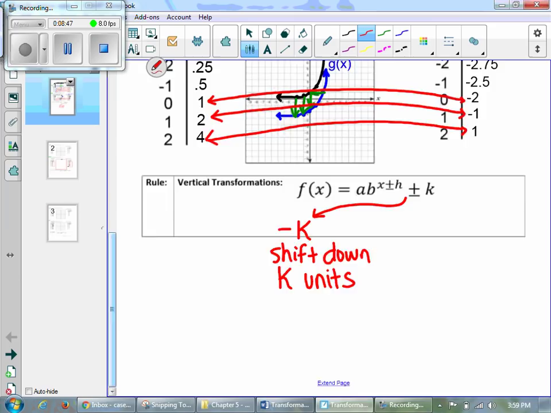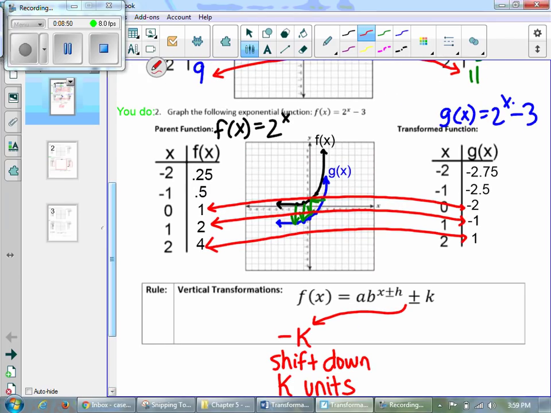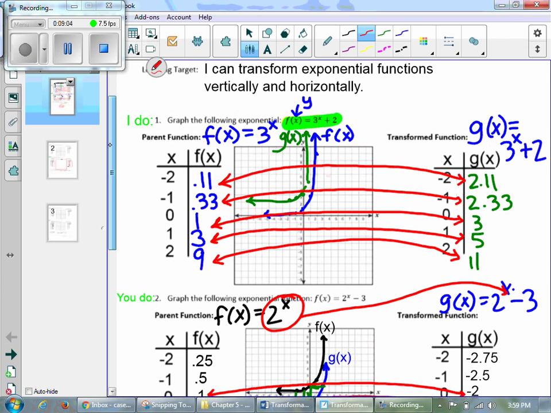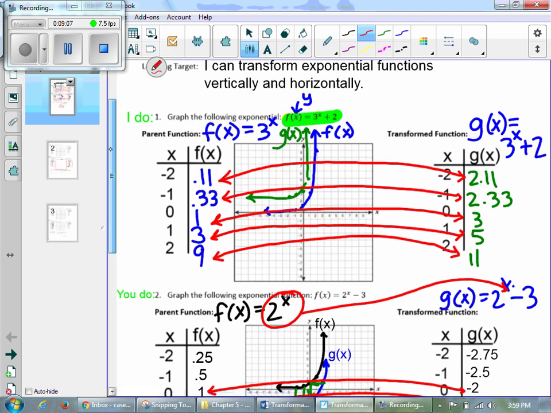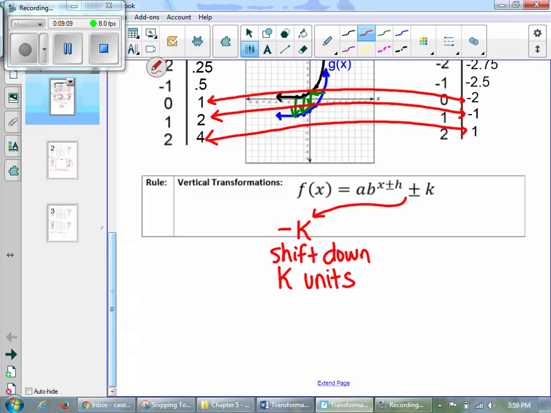So if you look at number 2, the parent function went from here to a negative 3. What happens is we shifted the entire graph down 3 units. If we look at number 1, we shifted the entire graph up 2 units. And that's how you create a vertical transformation. So, if k is positive, if there's a positive number, you will shift vertically up k units, however much k is on your graph. It will move your graph up and down.